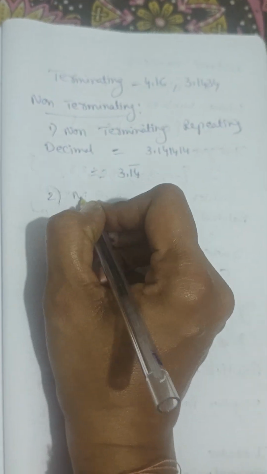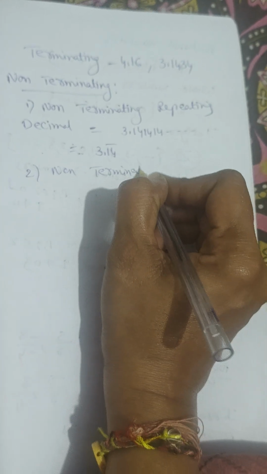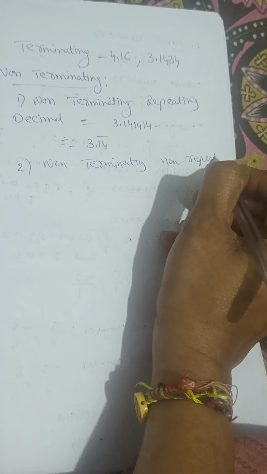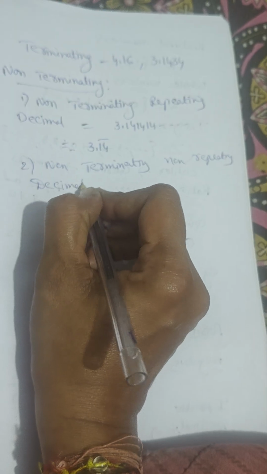Okay, children. So, non-terminating repeating decimals means this type of decimals will come under non-terminating repeating decimals, or we can say non-terminating recurring decimals. And one more type is there: non-terminating, non-repeating decimals. What is the meaning of non-terminating, non-repeating decimals?